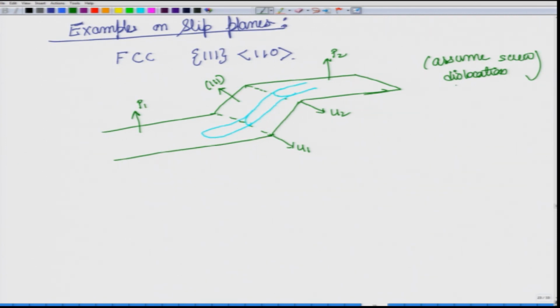So, the first thing that you would realize now that I have already given you the hint that it is a screw dislocation, you should realize that whatever be the U 2, that will also be the Burgers vector, or at least the plus or minus of that Burgers vector. So, Burgers vector has to be plus minus U 2, Burgers vector has to be plus minus U 2.